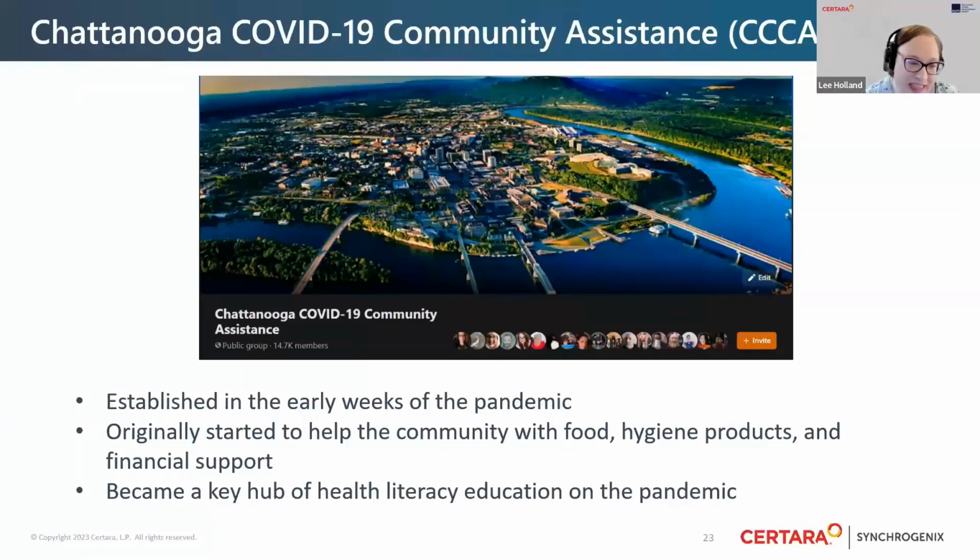But over time, we became a key hub of health literacy education on the pandemic. It's important to note that at one point in time, the Chattanooga, Tennessee region was one of the top hotspots for COVID-19 in the world. So as a result, I kind of unexpectedly found myself fighting misinformation as best I could to try to save as many lives as possible in my community. And we're going to take a look at some of the things that the volunteers in the Facebook group were involved with.